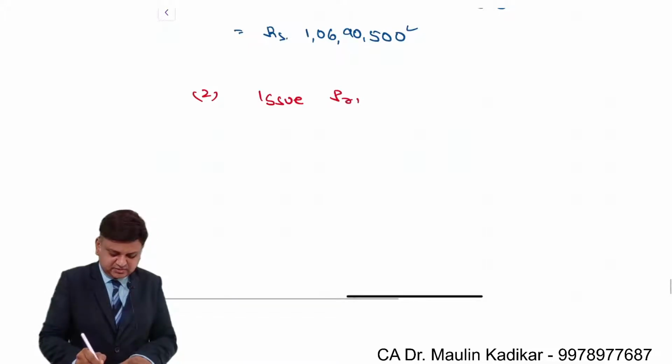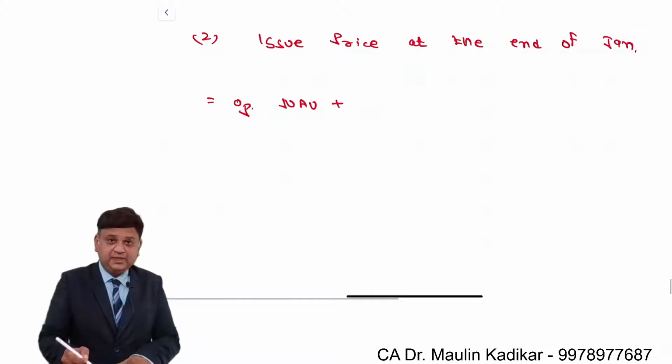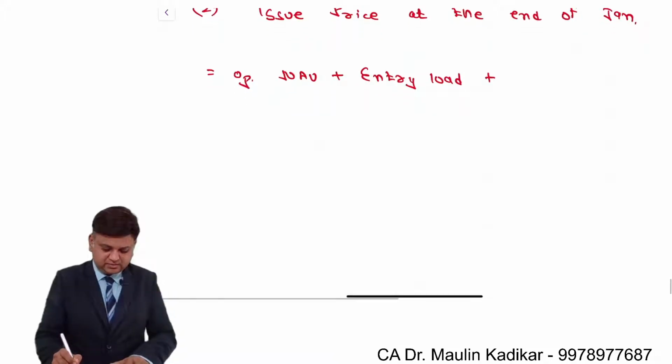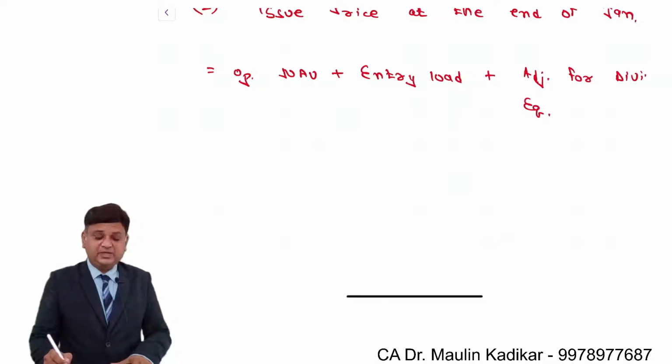Issue price at the end of January. It is opening NAV plus entry load plus adjustment for dividend equalization. That is what we understand.